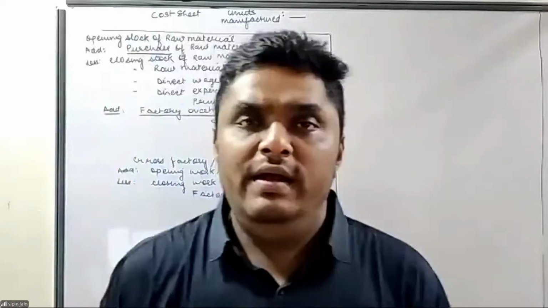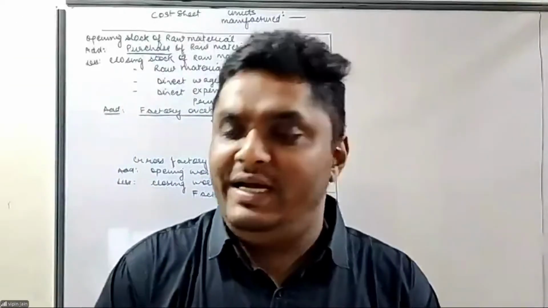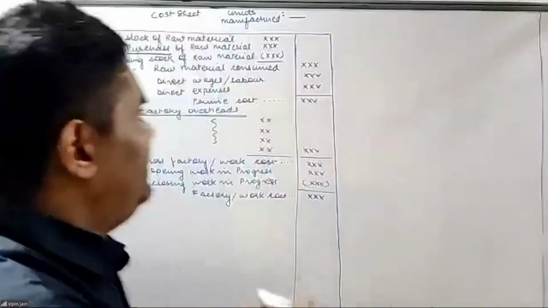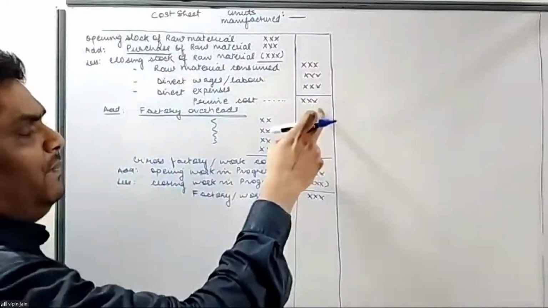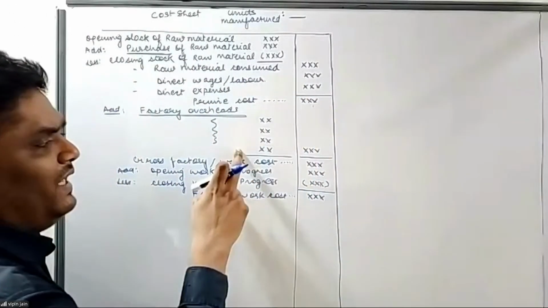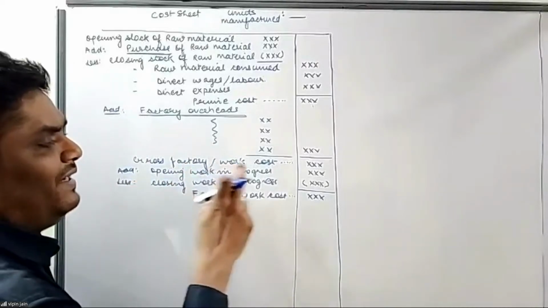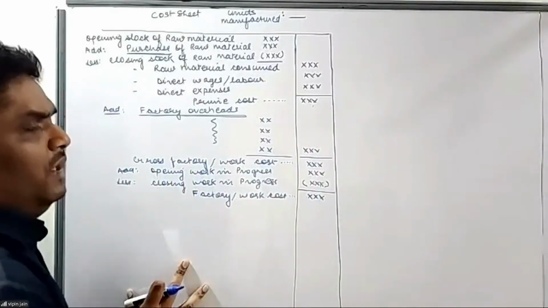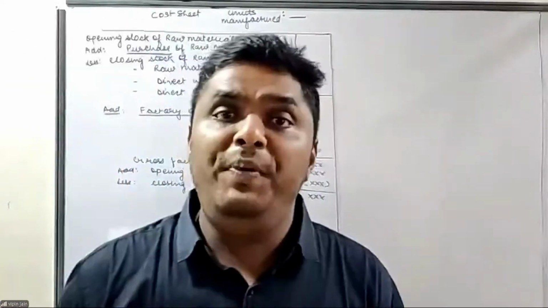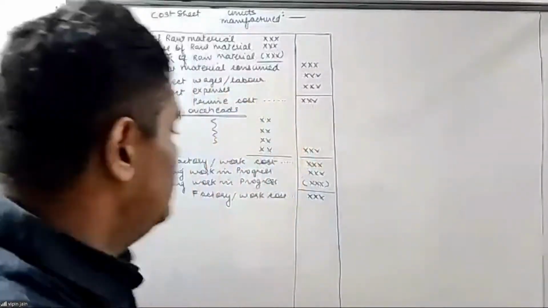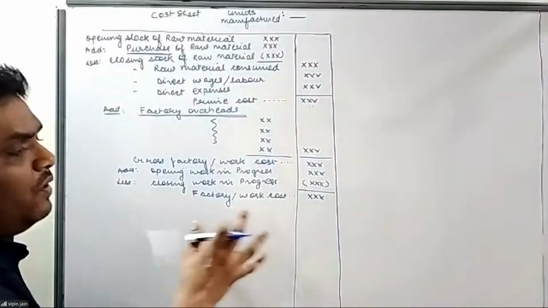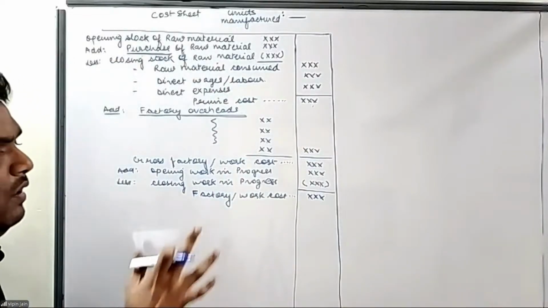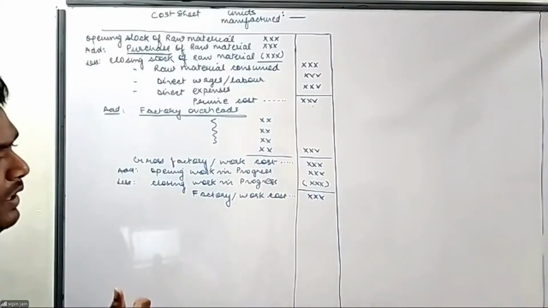So first, direct material, direct labor, direct expenses, the total we'll be getting is prime cost. In prime cost, we will add all the factory overheads. We will get the gross factory cost or work cost. In gross work cost, we will make adjustments of opening and closing work in progress. We'll get the final factory cost or work cost. Now, after this, a very important point.